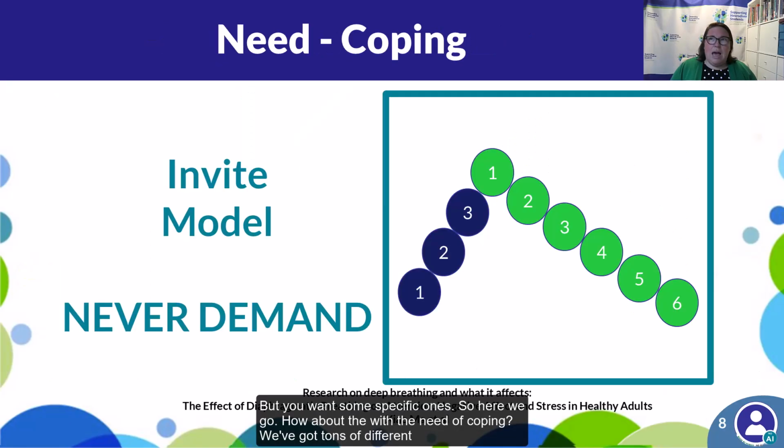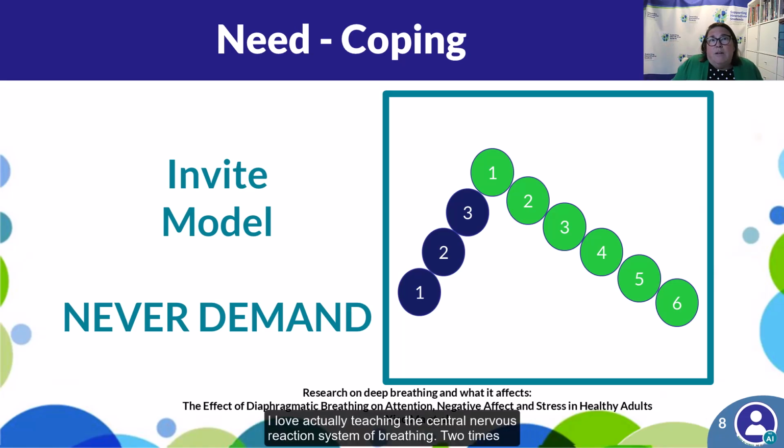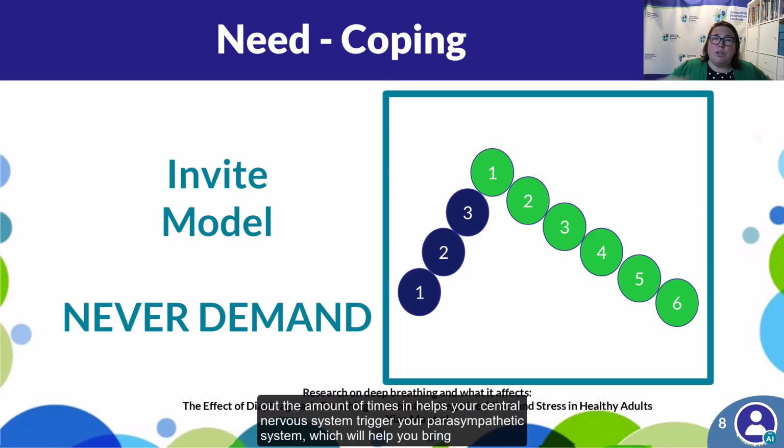So here we go. How about with the need of coping? We've got tons of different things that help with self-regulation or self-management in the end, like understanding what your body triggers are. That's the first lesson that I would do. Putting language to it. We all jump into teaching actual regulatory practices, which is step 3 in understanding self-management, and then reflection. But if you need a coping, I love actually teaching the central nervous reaction system of breathing. Two times out, the amount of times in, helps your central nervous system trigger your parasympathetic system, which will help you bring your body down, right?